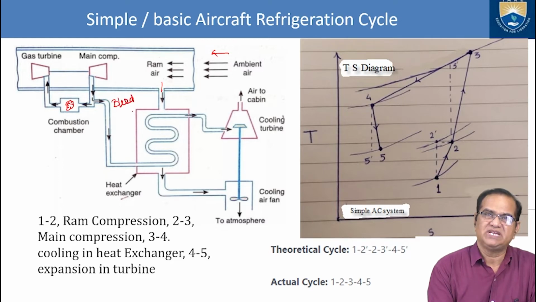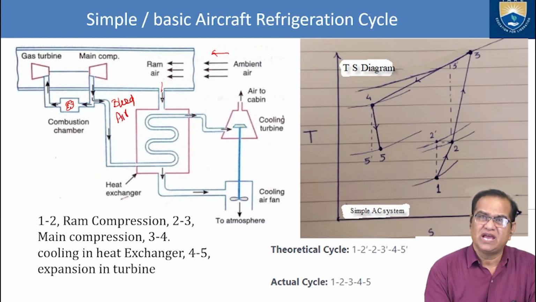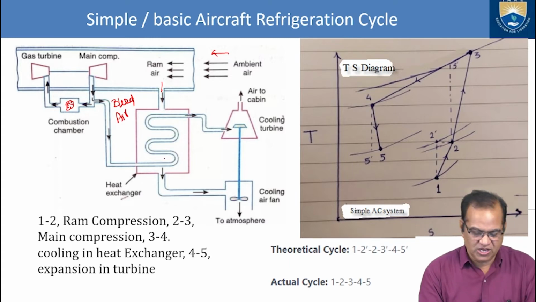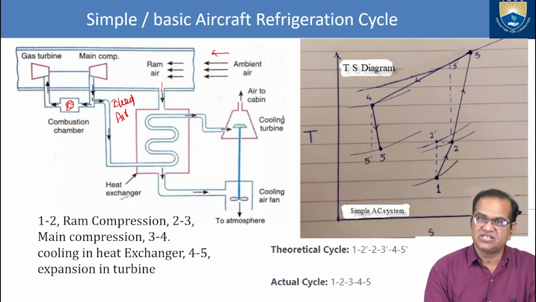This is called bleed air. Bleed air is tapped from here, and some part of the air is cool air only, but here it is somewhat heated. Due to pressurization it is hot, and this hot air, with the pressure, is coming here, going to this heat exchanger.